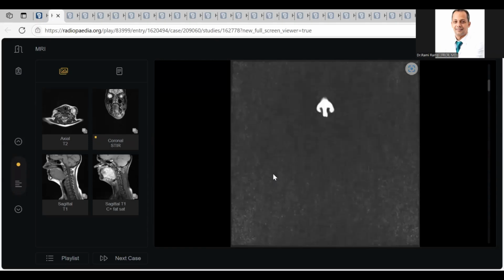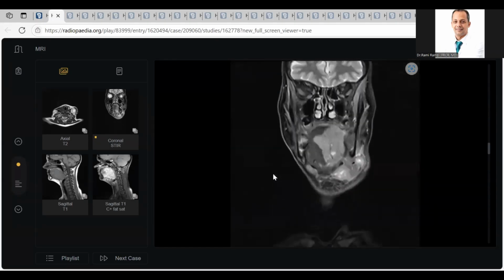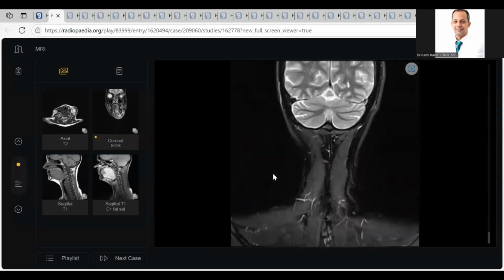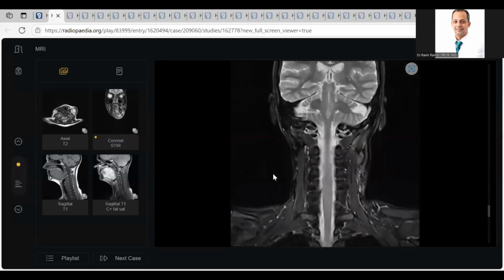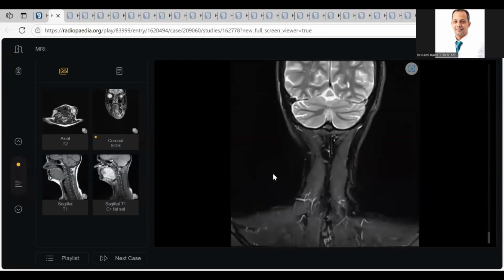So bony erosions. Especially, it is also causing what else? Bony erosions. And what else? Is it differential? No, no. This is okay. Squamous cell carcinoma of the tongue. Yes, sir. Yes, from coronal.